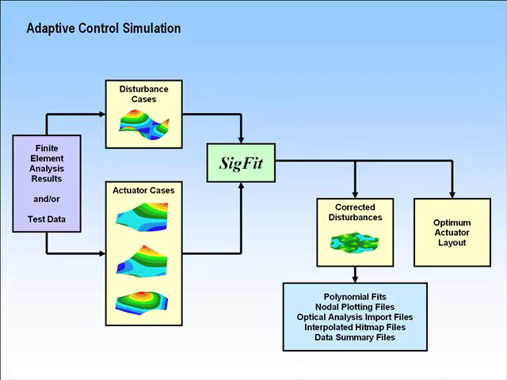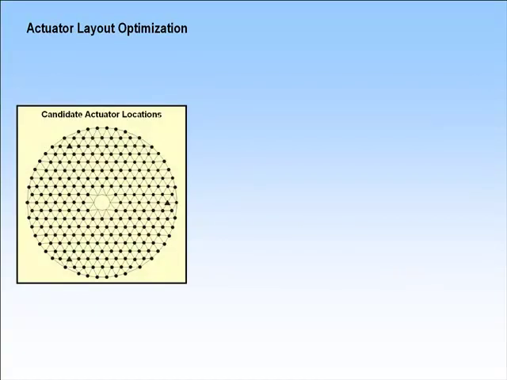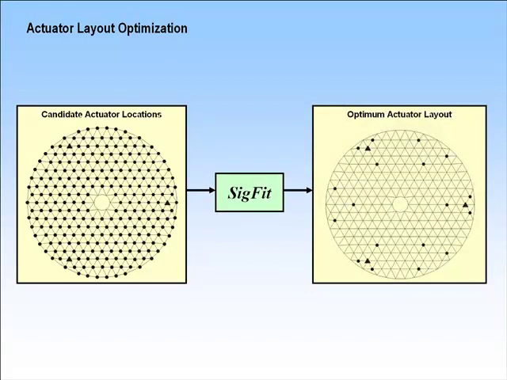SigFit's actuator layout optimization routine may be used to generate an optimum actuator layout from a set of user-specified candidate actuators. The actuator layout optimization feature can be very useful in developing actuator designs to meet a specific performance requirement. In actuator layout optimization, candidate actuator locations can be used by SigFit to develop a single optimum actuator layout of a user-specified number of actuators corresponding to one or more disturbance cases.